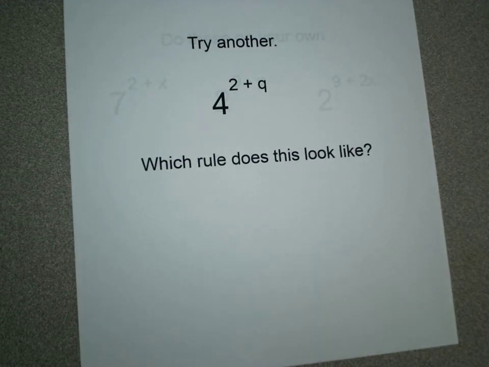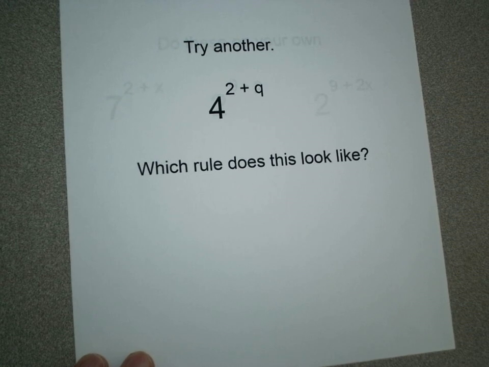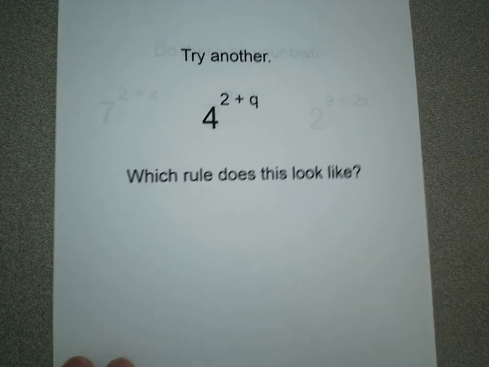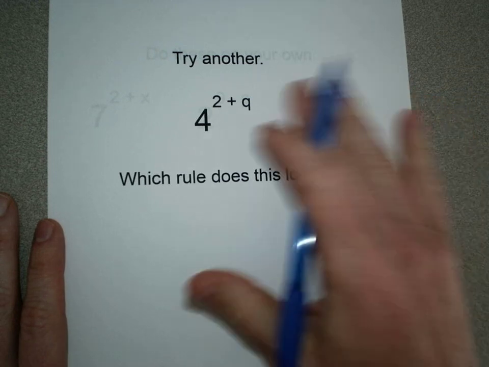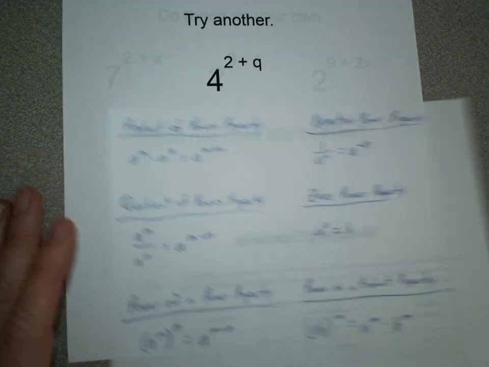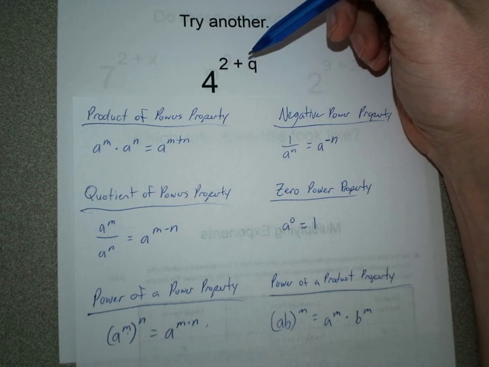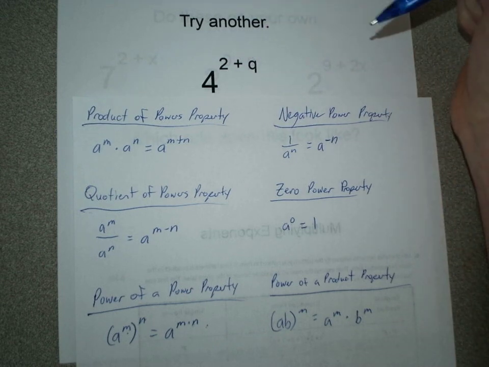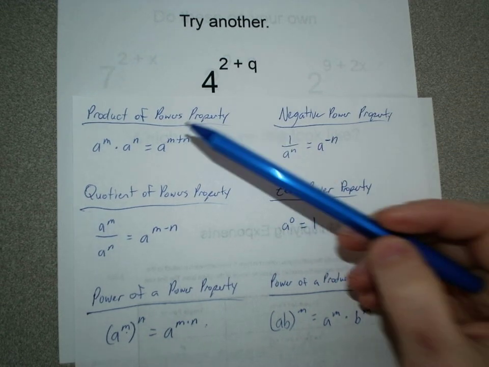All right, let's try one more together, then I'm going to give you 6 that you should practice on your own. So here we have 4 to the power of 2 plus q. And the question again is, which rule does this look like? We have 6 rules. Which one does this look like? We have an exponent that has a plus sign. And we already did one like this because there's only one rule that has an exponent with a plus sign. And that's this guy right here.